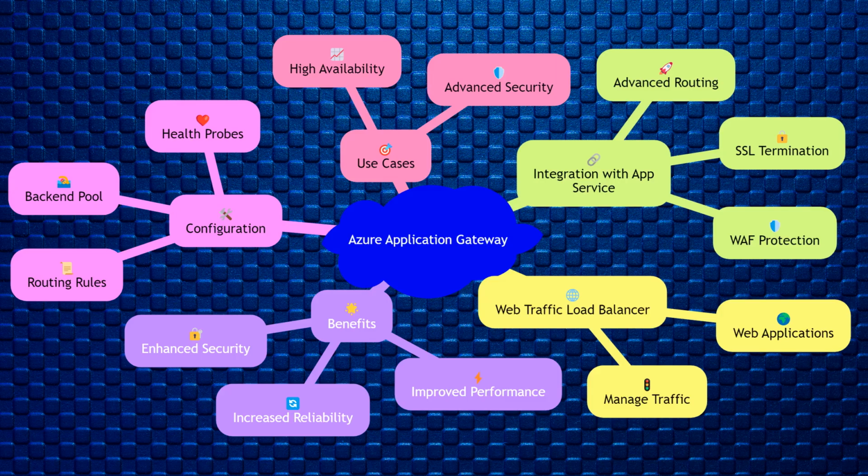Azure Application Gateway is a web traffic load balancer that enables you to manage traffic to your web applications. Integrating your app service with Application Gateway provides advanced routing capabilities, SSL termination, and Web Application Firewall (WAF) protection. This setup enhances the security, performance, and reliability of your application. To integrate with Application Gateway, you need to configure the backend pool, routing rules, and health probes. This integration is particularly useful for applications that require high availability and advanced security features.